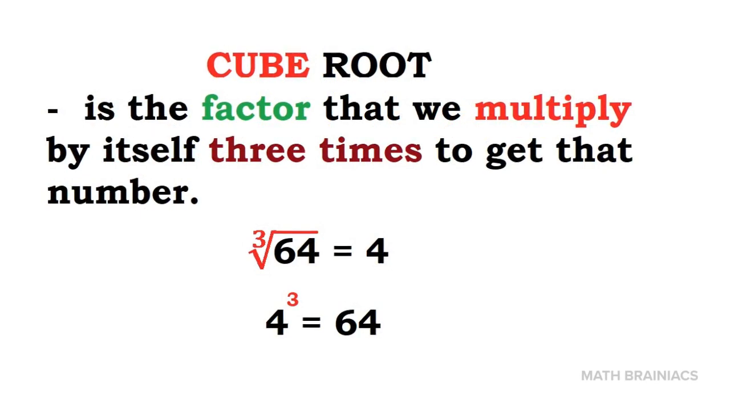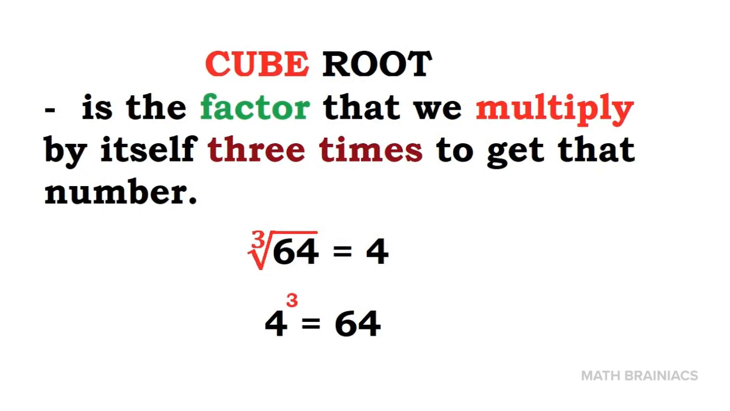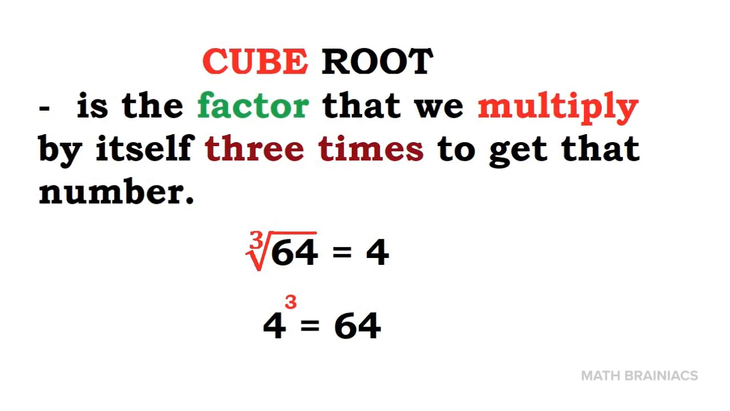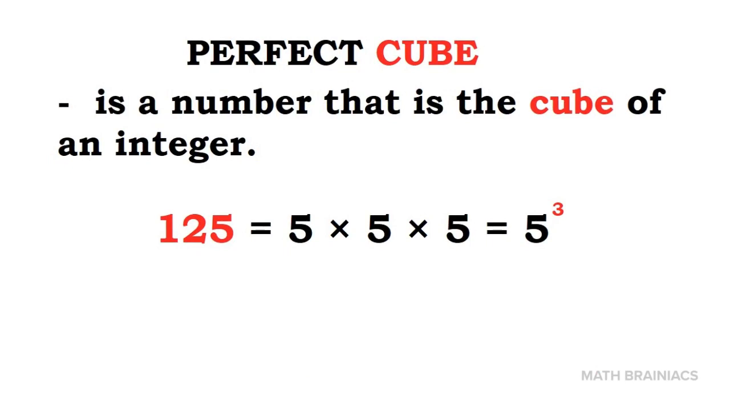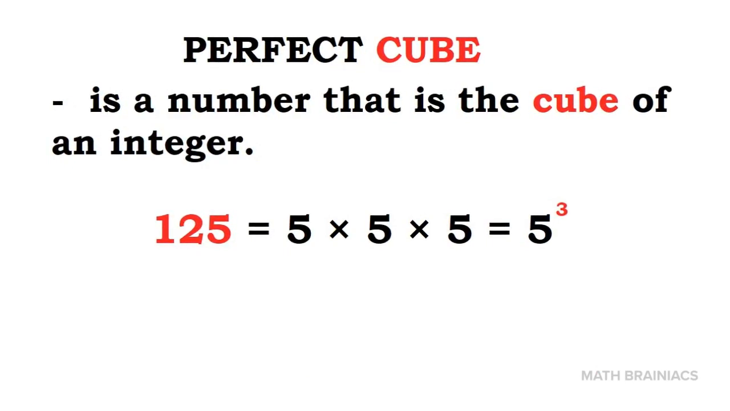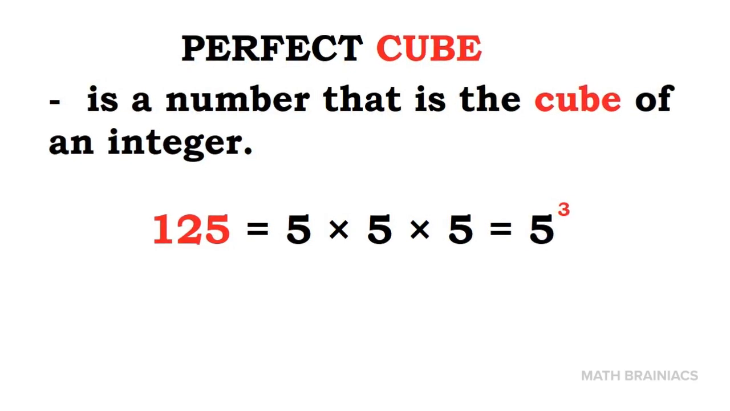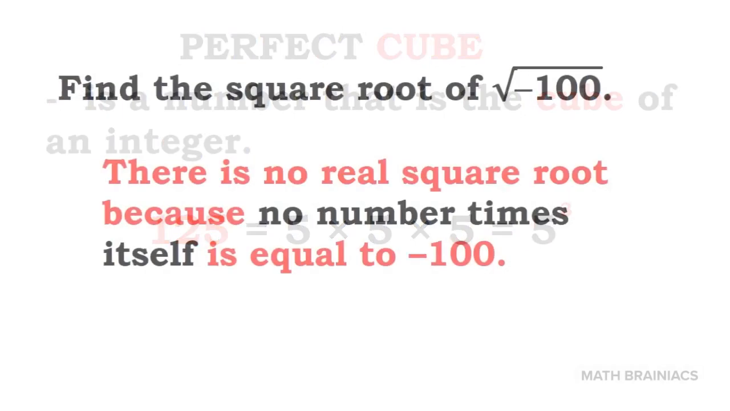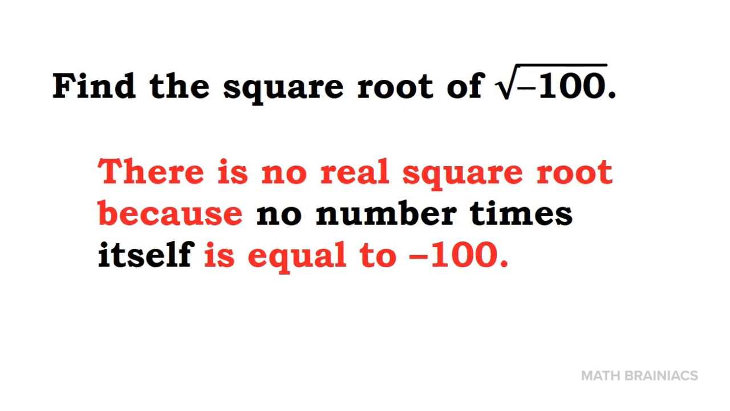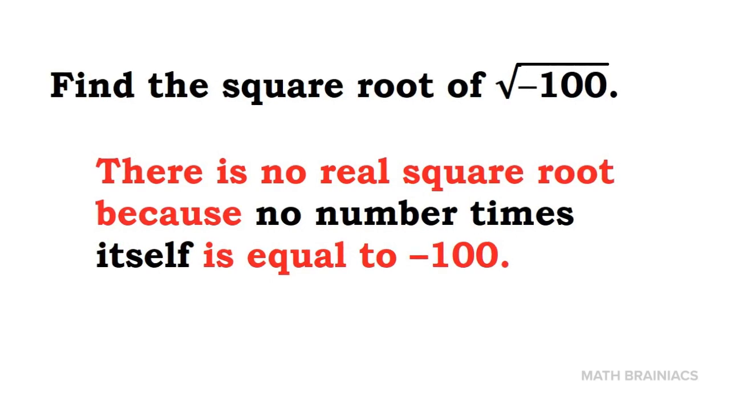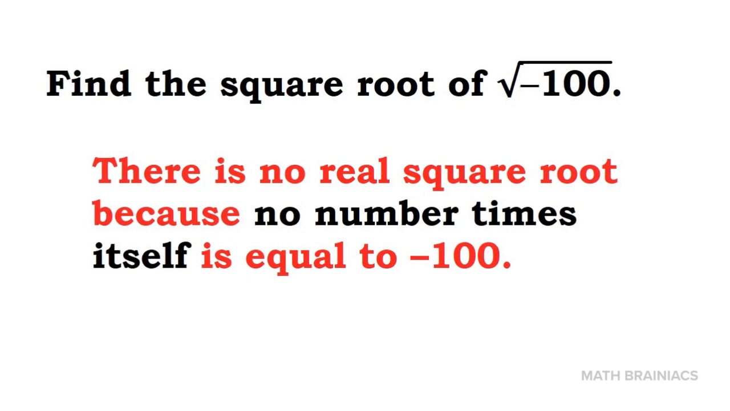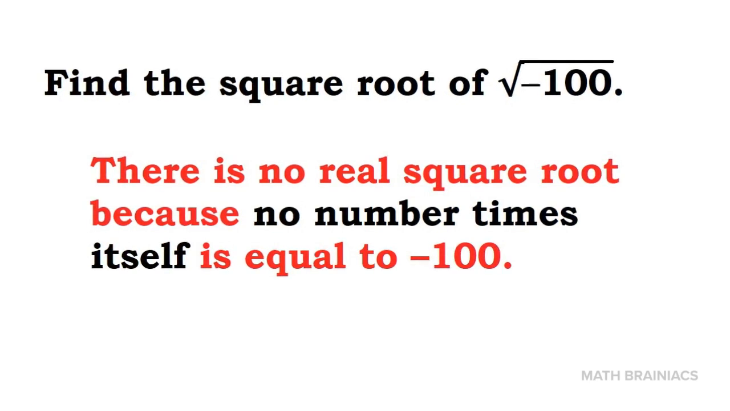Cube root is the factor that we multiply by itself 3 times so that we can get the number. For example, cube root of 64 is 4. And perfect cube is a number that is the cube of an integer. You're going to multiply the number 3 times so that you can get the perfect cube. And I want you to remember that there will be no negative number inside the radical sign. There will be no real square root because no number times itself is equal to a negative number.